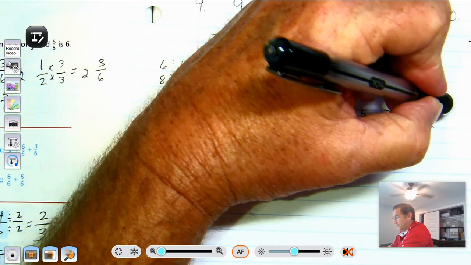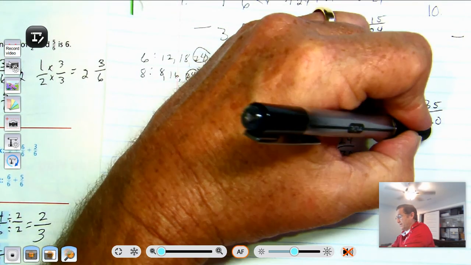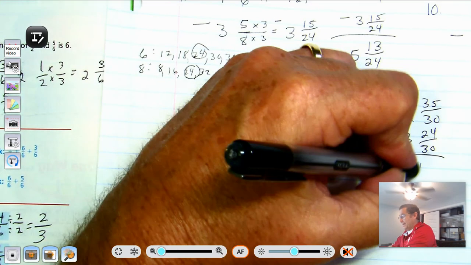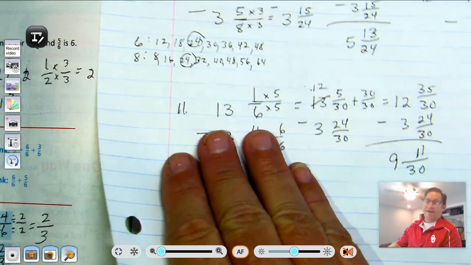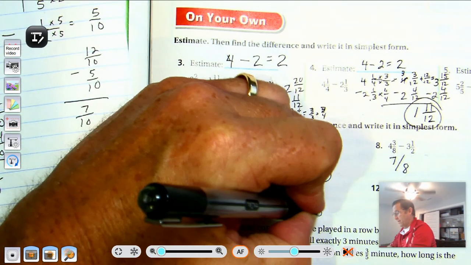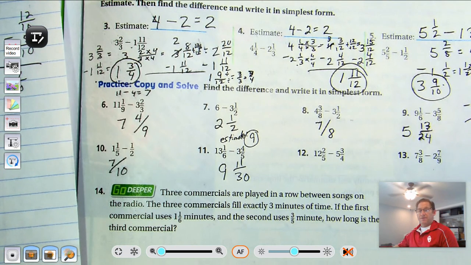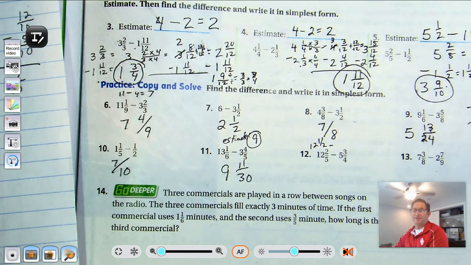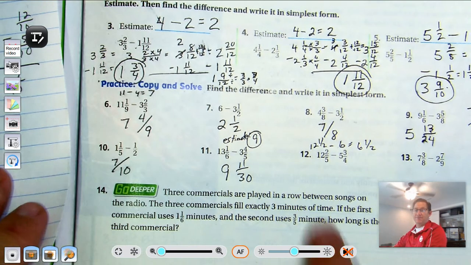So 12 and 35/30 minus 3 and 24/30. 35 take away 24 is 11/30, and 12 take away 3 is 9. So 9 and 11/30. And we said our estimate should be about 9. So we're in the right area. Number 12, I would consider that to be like 12.5 minus 6. So I guess my estimate would be about 6.5 for number 12.